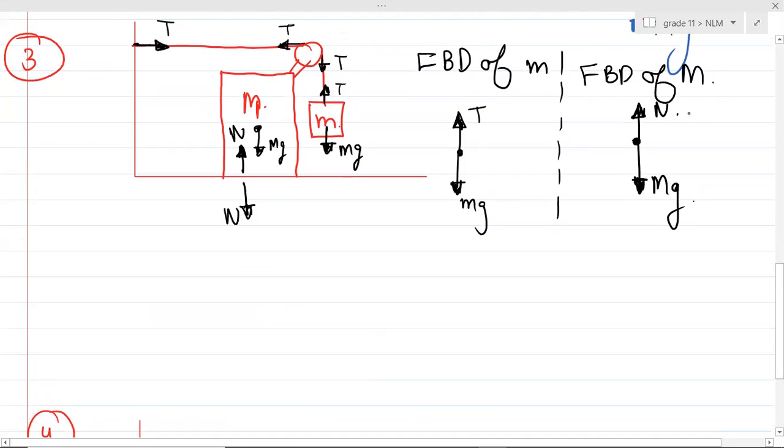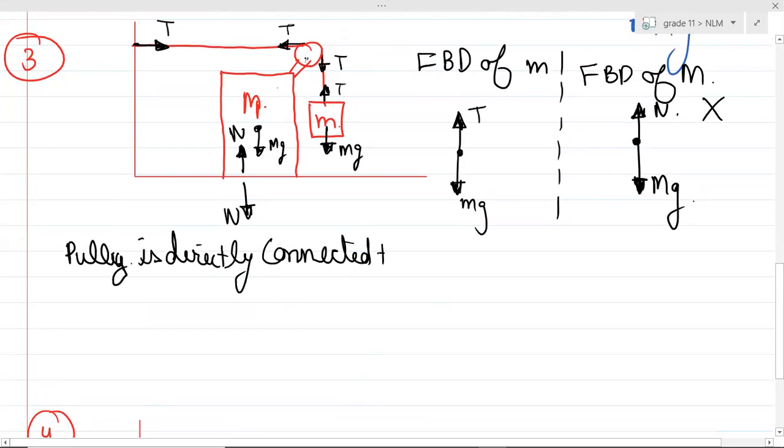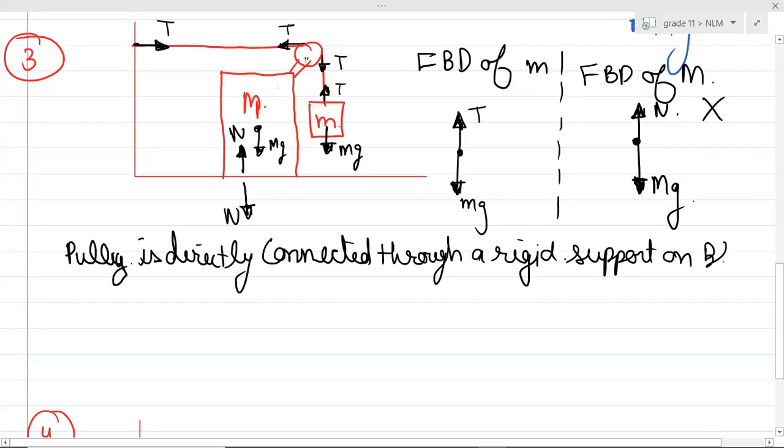So this thing becomes wrong. And why does this thing become wrong? Can you see this pulley? Is the pulley directly connected through a rigid support on the block, on block capital M? Yes or no, guys?